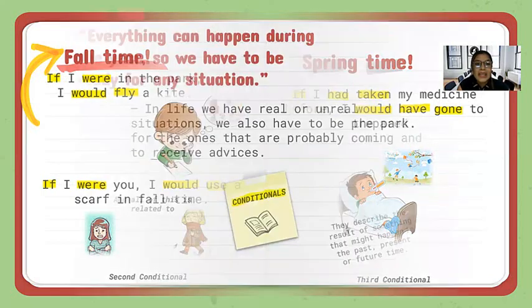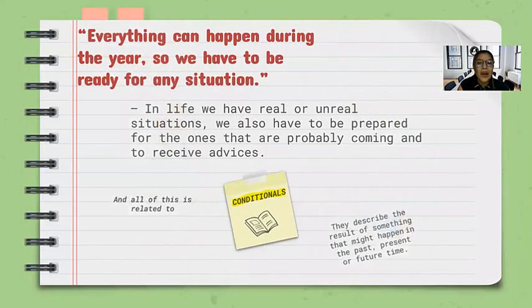And now, let's see how much the students have learned from these lessons. And right here, the teacher presents a kind of reflection for the students, right? Why it's very important to think about everything. And it says everything can happen during the year. So we have to be ready for any situation, right?